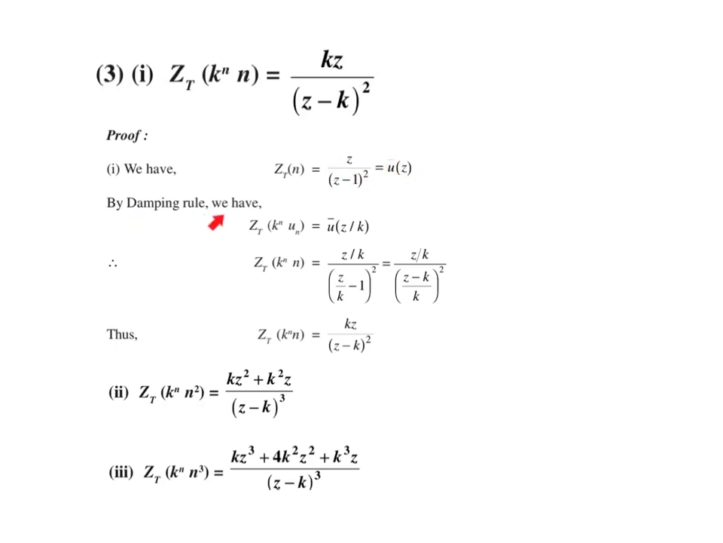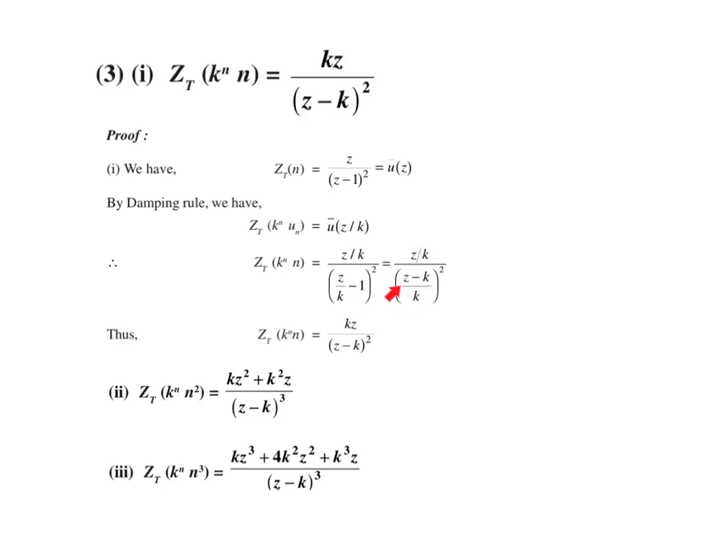Now, by the damping rule, in general, the Z transform of k power n into un is u bar of z by k. Here un is, in our problem, n. So the Z transform of un is nothing but u bar z. In u bar z, we have to change z to z by k. So that is (z by k) divided by (z by k minus 1) whole square.